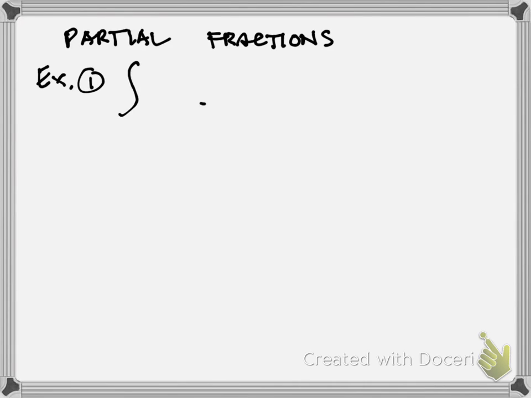Let's try to integrate dx over 1 minus x times 1 minus 2x. Okay, so we know that we have to use partial fractions here because if you look at it, there's no other way of solving this. Like the other techniques cannot be used for this one. You can use substitution. You can use any of the other techniques.